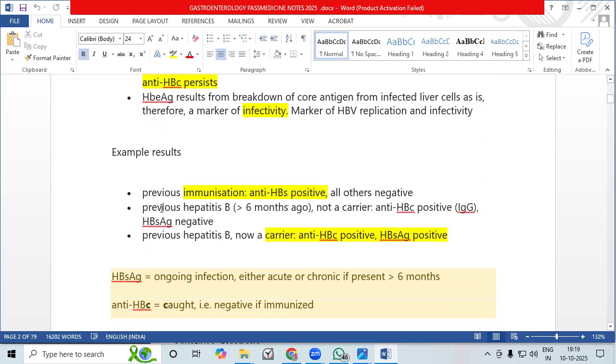Now, if the patient has got previous immunization, then it denotes anti-HBs positive, and all others are negative. Sometimes they will also give HBs antigen positive along with anti-HBs positive. That means the patient has been vaccinated. So both of these imply the same thing.